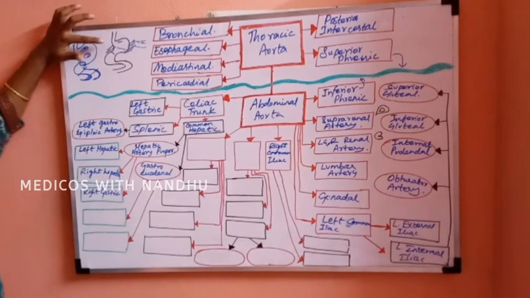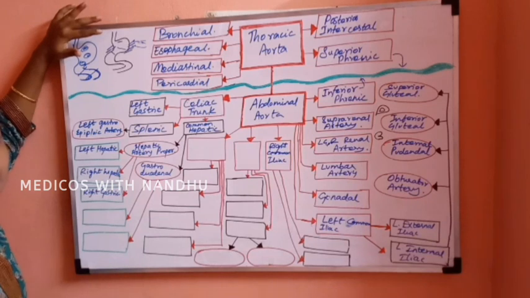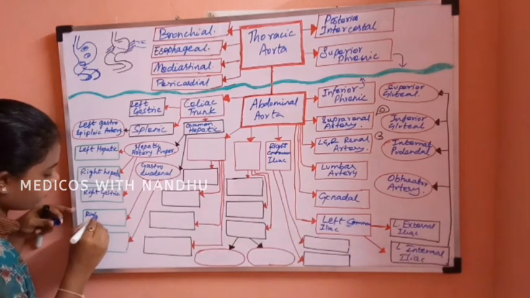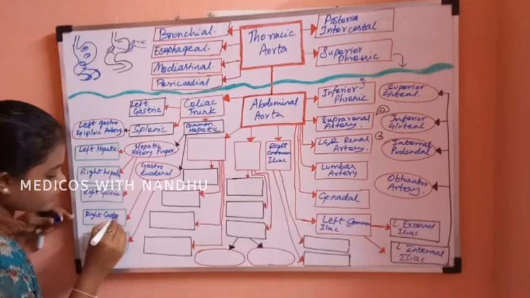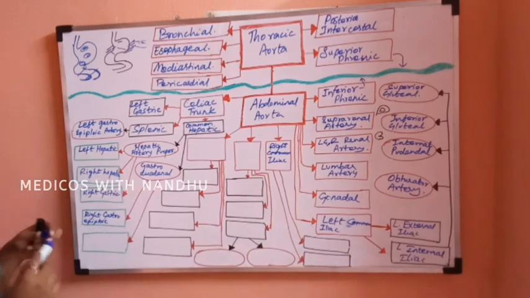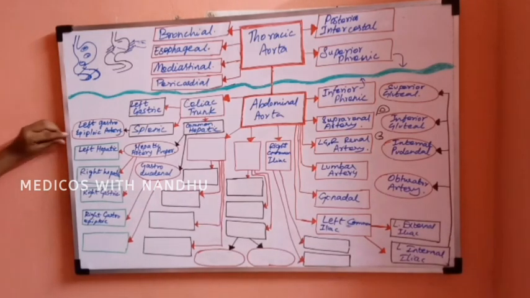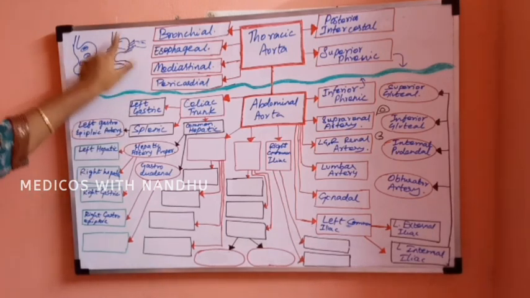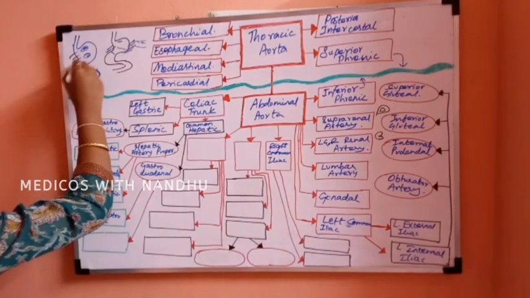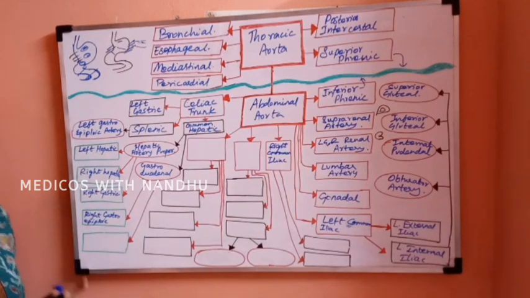Okay. So, here is lesser curvature, lesser omentum. This is right gastric epiploic artery. Okay. So, it is going to supply the right gastroepiploic artery. The left gastroepiploic artery, splenic artery. Okay. Left gastric supplies the greater curvature. Right gastric supplies the lesser curvature areas. Okay. So this is the right gastroepiploic artery.